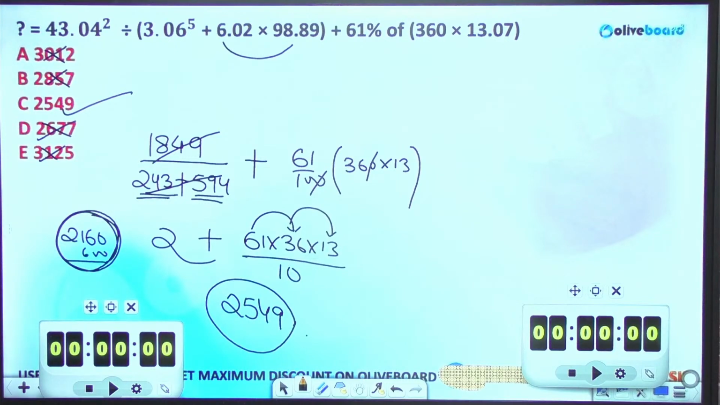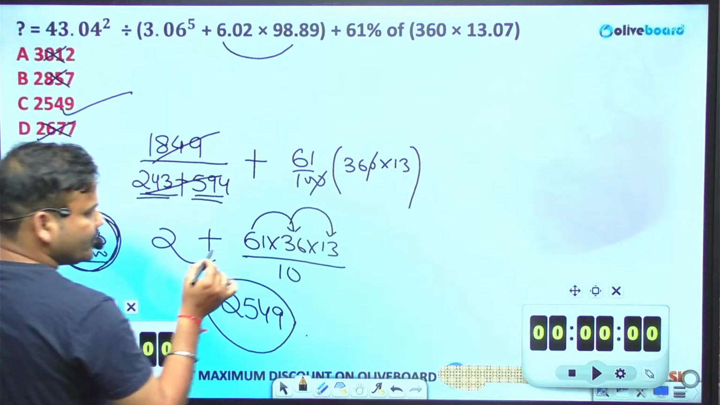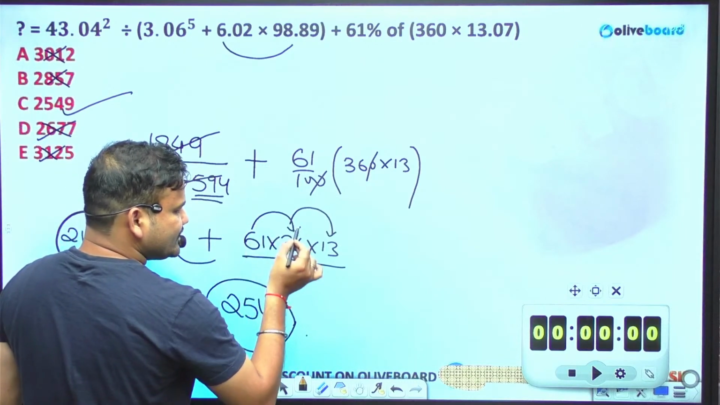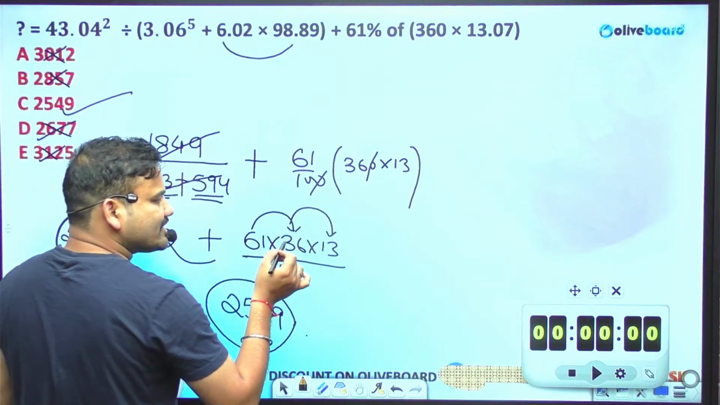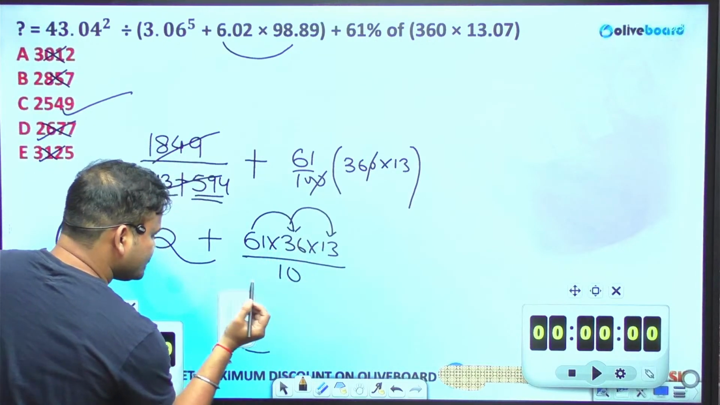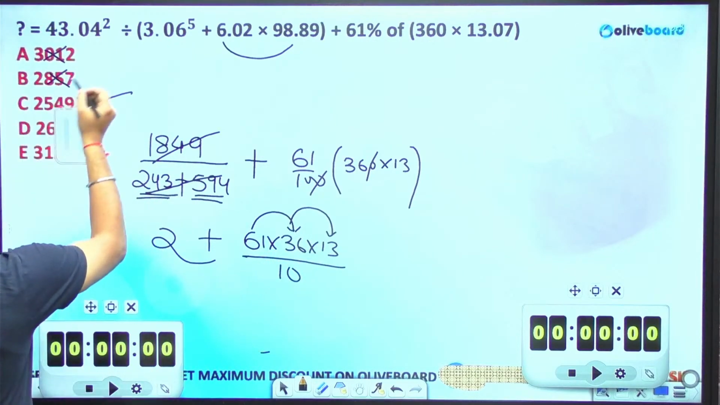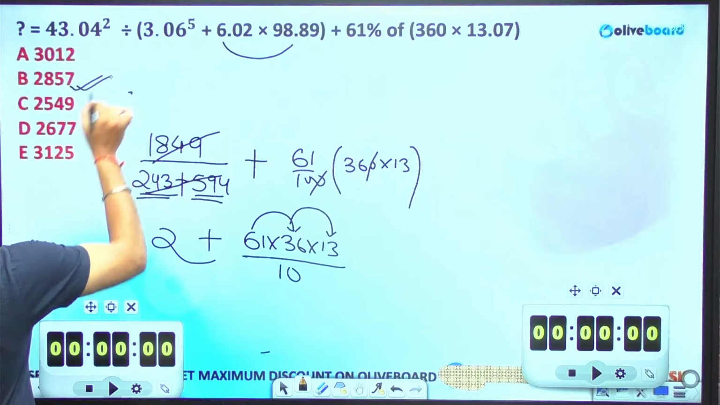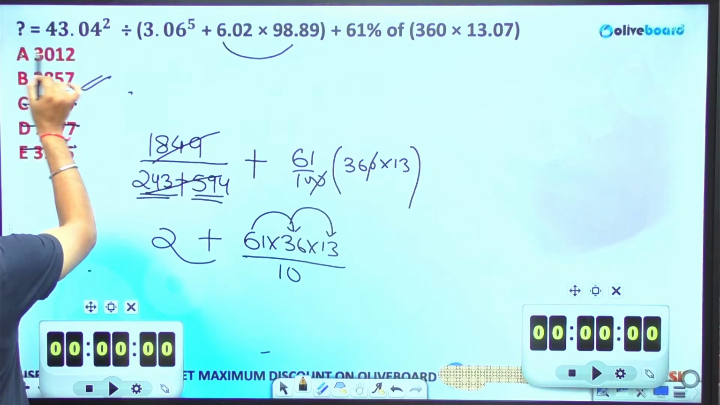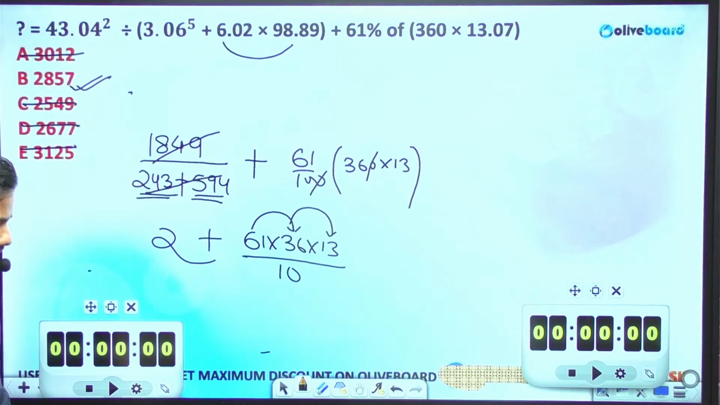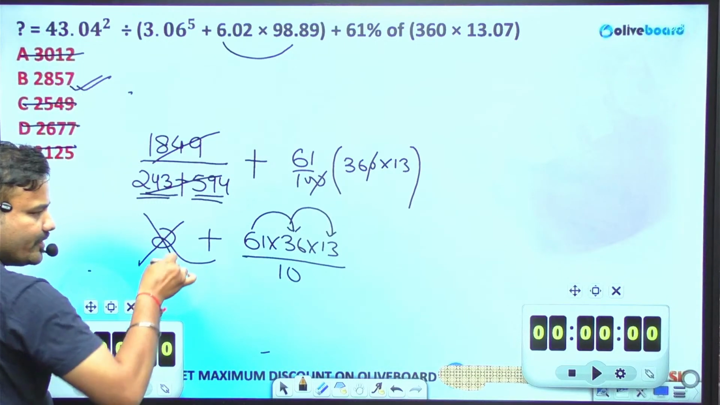Are you getting the same answer, everyone? Answer will be more than 20. No? Because 61 into 36, 36 times 6 will be 216. So the answer will be more than this. Just a second. 2857, you know? This is eliminated. These three options are eliminated. So 2857. Why? So this is neglected. This won't be the result.